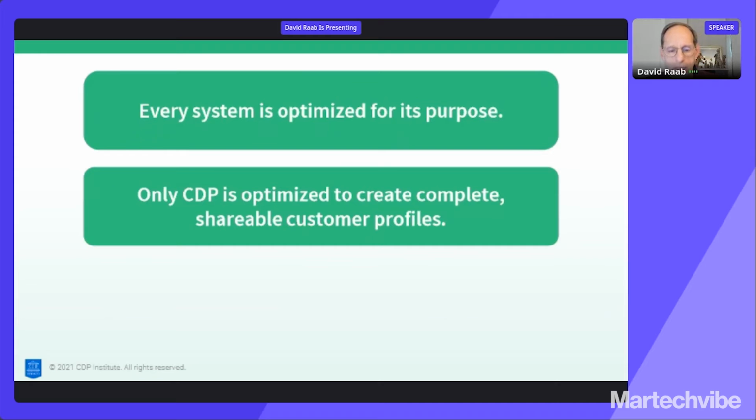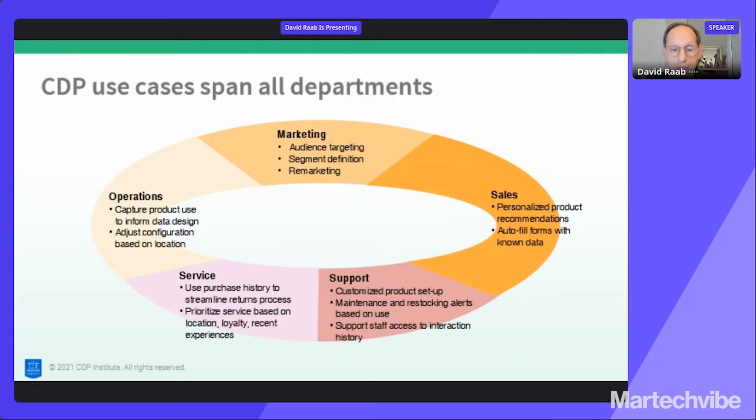And that's not too surprising. Every system is optimized for its purpose. Only the CDP is optimized to create those complete unified customer profiles. Now, the other thing to bear in mind, CDPs are not just for marketers. They were originally deployed often in a marketing department, but every department throughout the company actually uses CDPs.